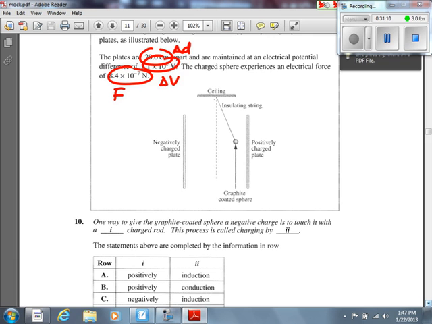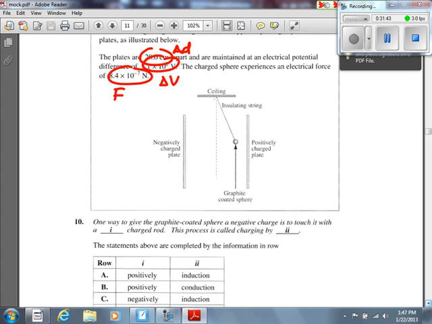Number 10 says, one way to give the graphite-coated sphere a negative charge is to touch it with a blank charged rod. The process is called charging by. Here's a question we've got to get right. How do you give something that's neutral a negative charge? Touch it with something that is negative, and neutral and negative balance out to be negative and negative. If it's 0 and negative 10, then they're going to balance out to be negative 5 and negative 5. So it's a negatively charged rod. This process is called charging by conduction. More specifically, we'd be charging by contact, but they don't ask us to get that specific here.